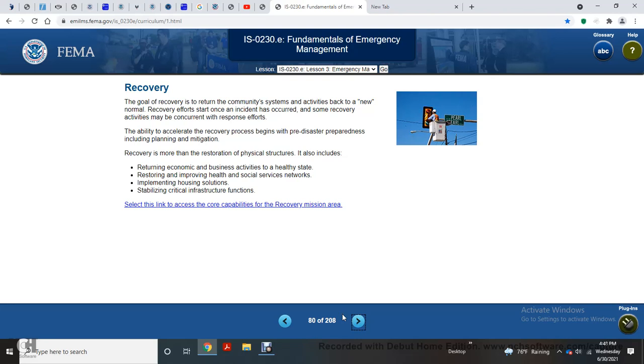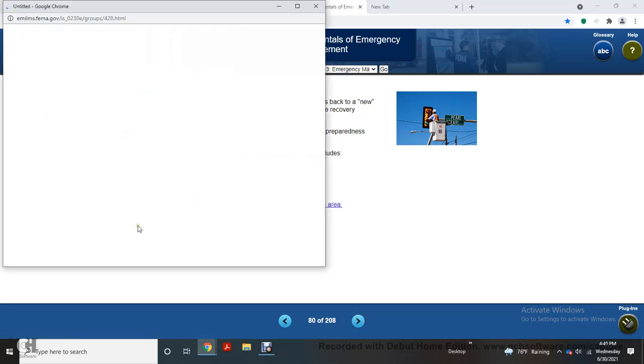Recovery. The goal of recovery is the return of the community's systems and activity to a new normal. Recovery efforts start once the incident has occurred, and some recovery activity may be concurrent with response efforts. The ability to accelerate the recovery process begins with pre-disaster preparedness, including planning and mitigation. Recovery is more than restoration of physical structures. It also includes returning economic and business activity to a healthy state, restoring and improving the health and social service network, implementing housing solutions, and stabilizing critical infrastructure functions. These are the recovery missions.